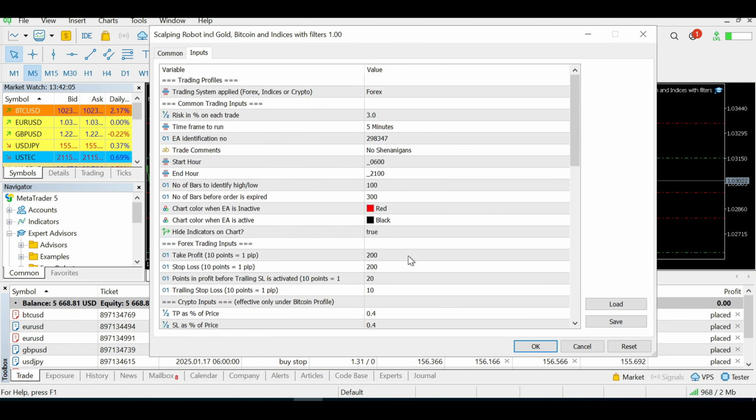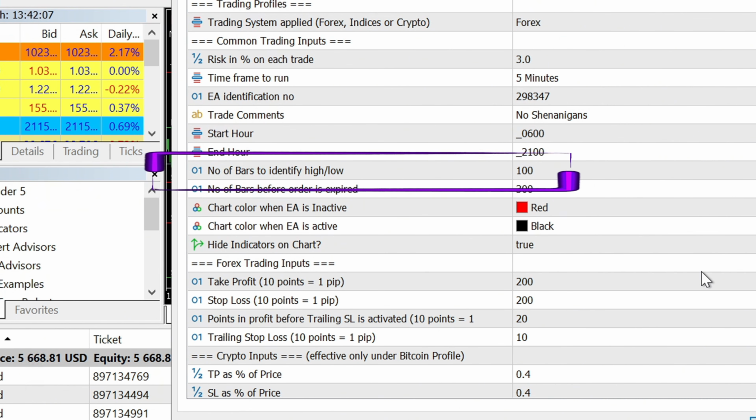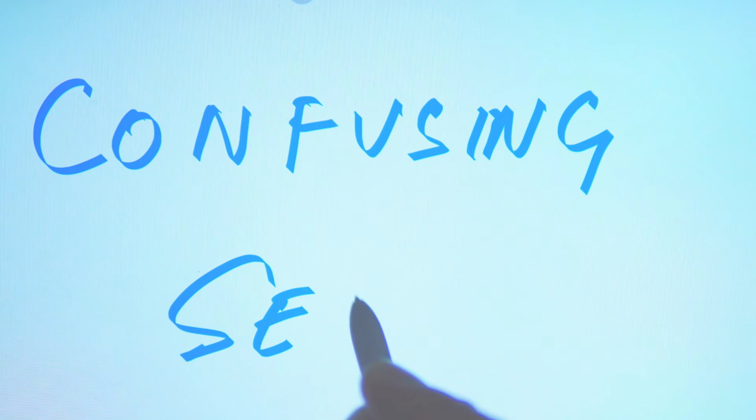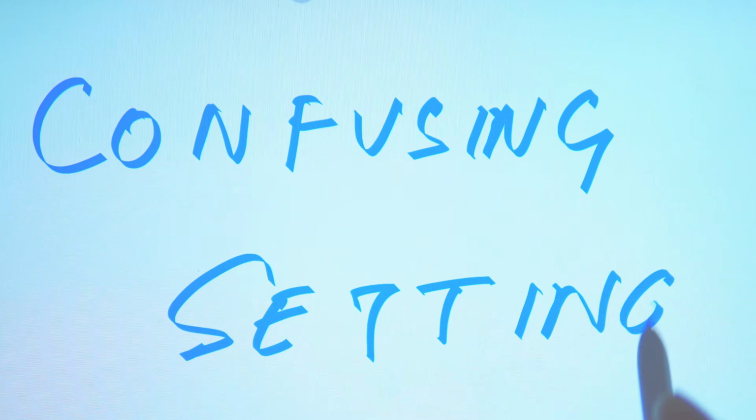Now, one big setting that I've changed here from default is the number of bars to identify the highs and lows. And I've moved it to 100 from 5 that I shared in the videos. Now let's go through what every setting does and what impact it will have on the behavior of the EA if you change those settings.